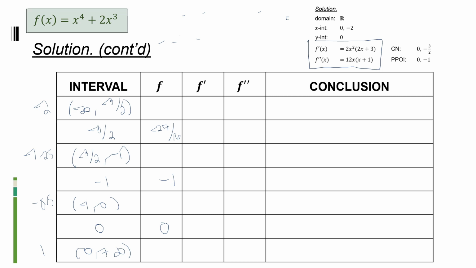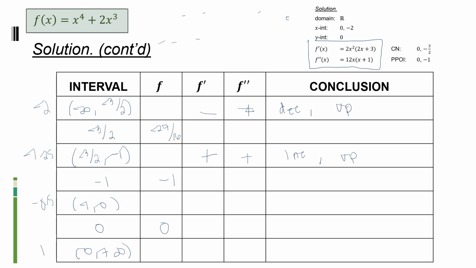While f double prime of 2 is positive. This means that it is decreasing but concave up. Here naman, f prime of negative 1.25 is positive. F double prime of negative 1.25 is positive. So, it is increasing and concave up.